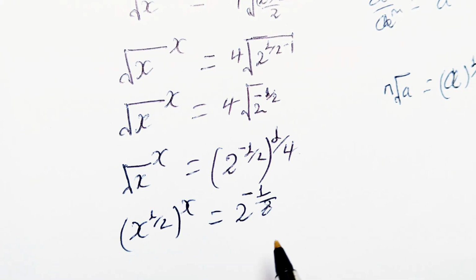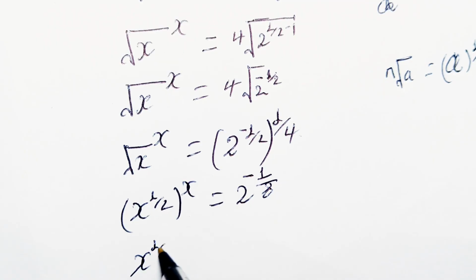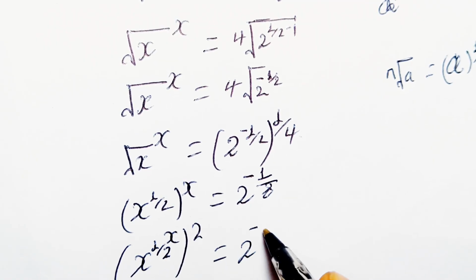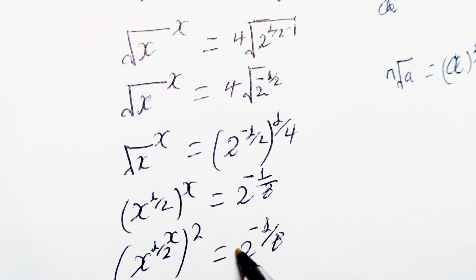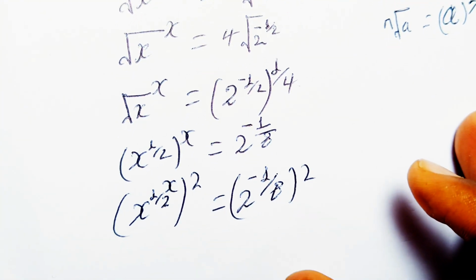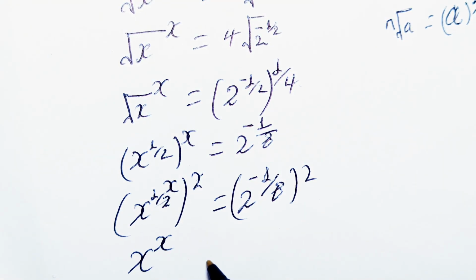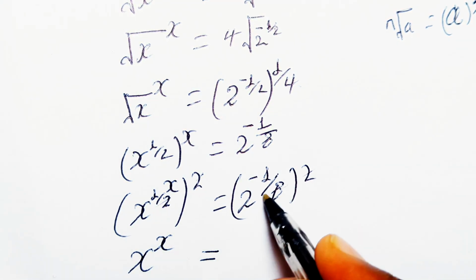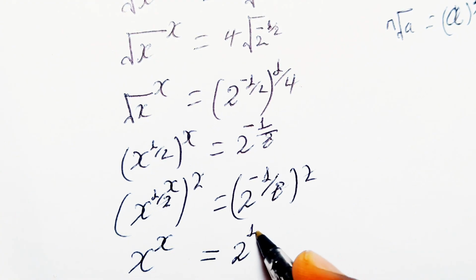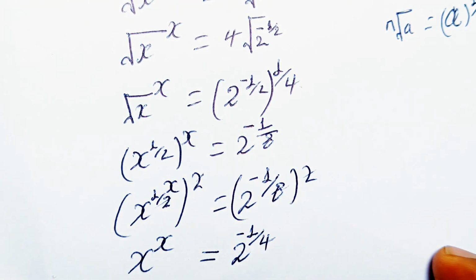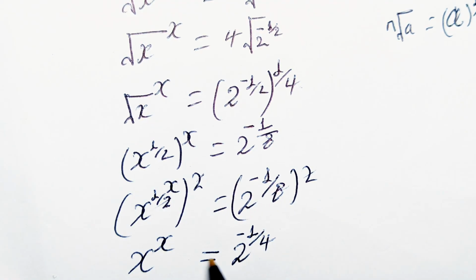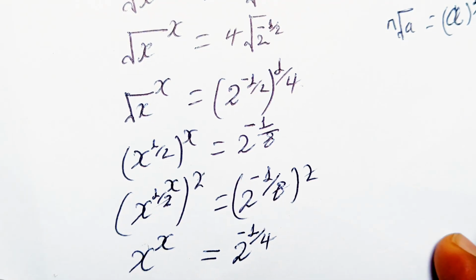So let's square both sides. X to the power of 1 over 2 x squared, and 1 over 8 squared. So let's cancel this. We have x to the power of x, which is equal to 2 to the power of minus 1 over 4. So here is x. The left and right hand sides are different.